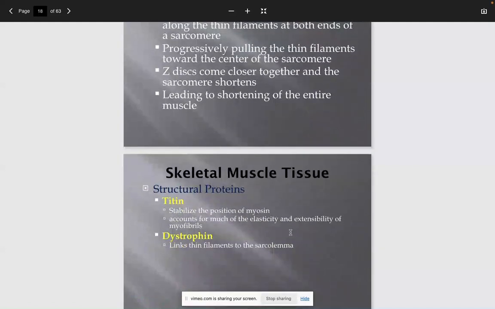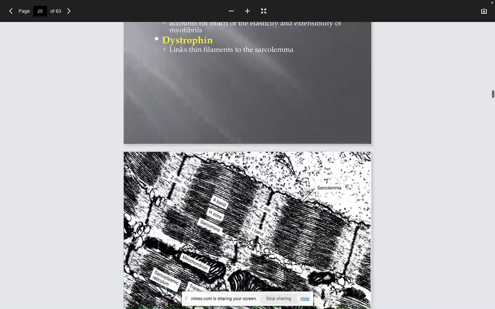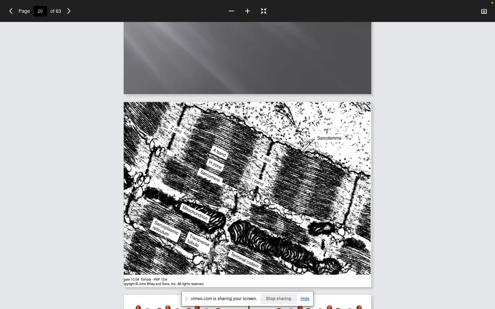These are different structural proteins. Dystrophin is going to link the thin filaments to the sarcolemma, and titin is going to stabilize the position of myosin. You guys not really too worried about this. Here's another picture again of the different zones: the A band, the H zone containing only the thick myosin filaments, and the I band containing the thin filaments.